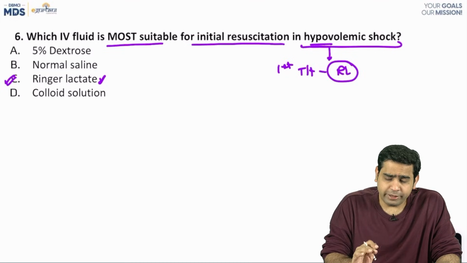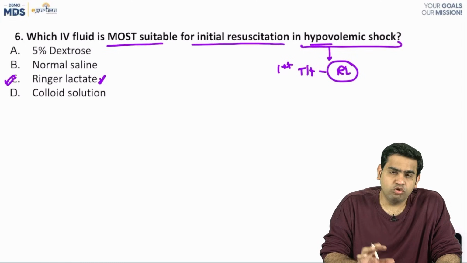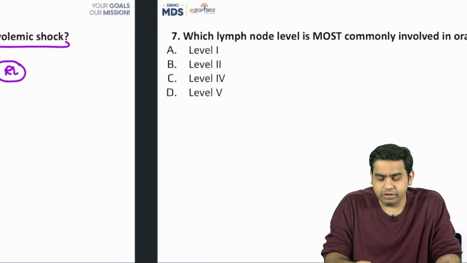If the patient is a small child, okay, small children, then you may start with dextrose normal saline or something. But if nothing is mentioned, the first fluid to be started is Ringer's lactate.